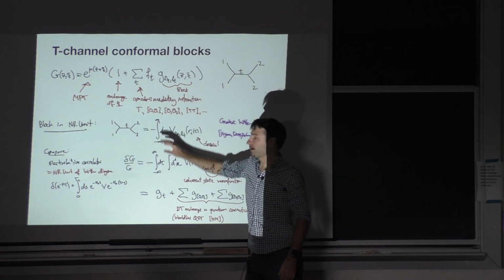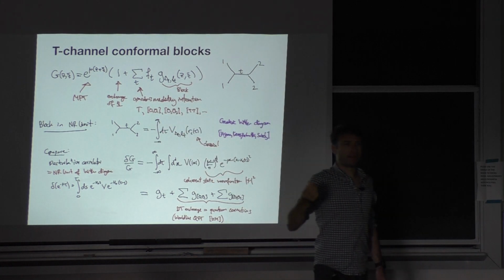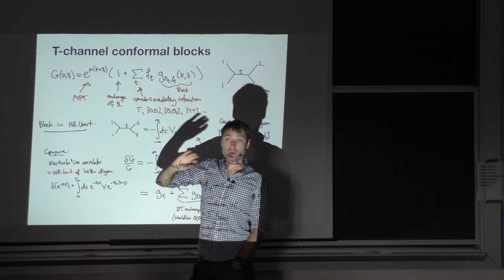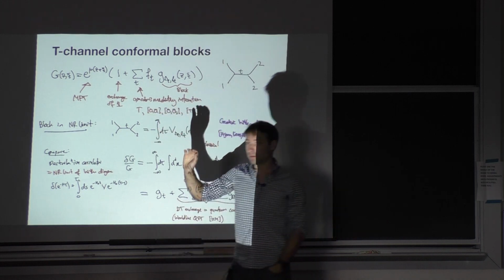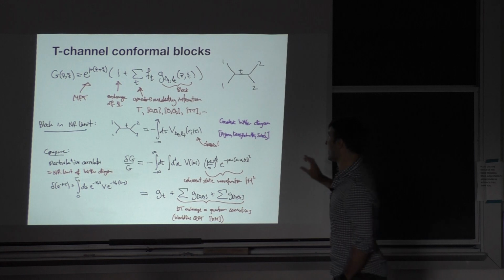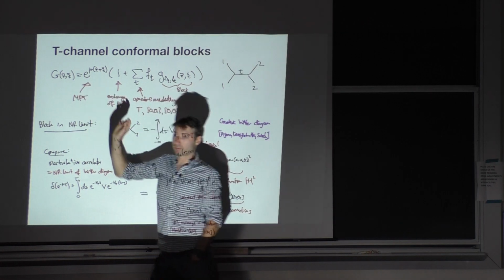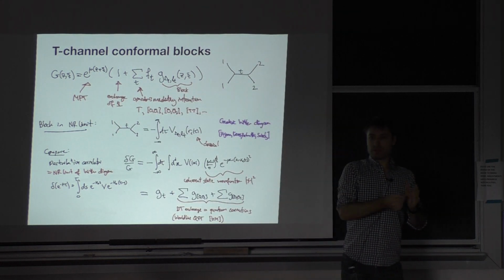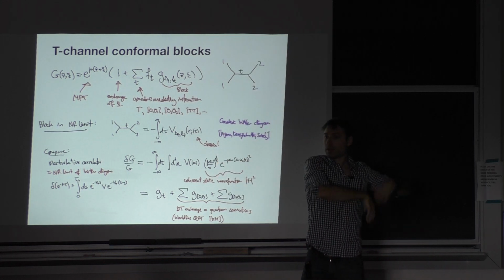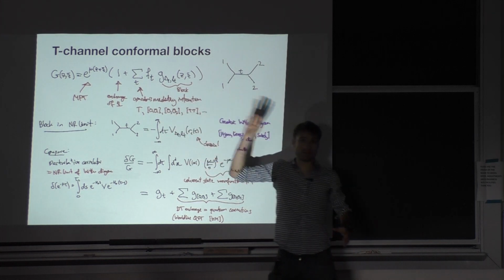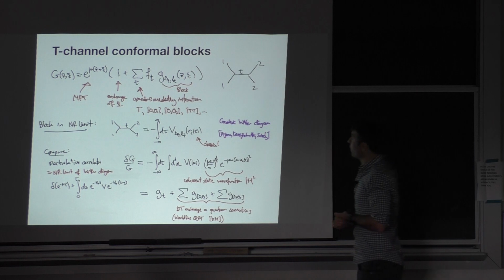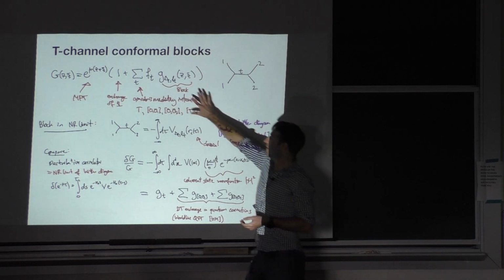Maybe I should emphasize that these things are heavy, and a lot of people have the intuition, which is true at generic kinematics, that these heavy exchanged operators are suppressed and you don't have to worry about them. But because we're also going to small cross ratios, which means that from the T channel we're going very, very close to the cross channel, these are not suppressed. These are there at leading order. We'll see that right now. Okay, so how do we understand these T-channel blocks?